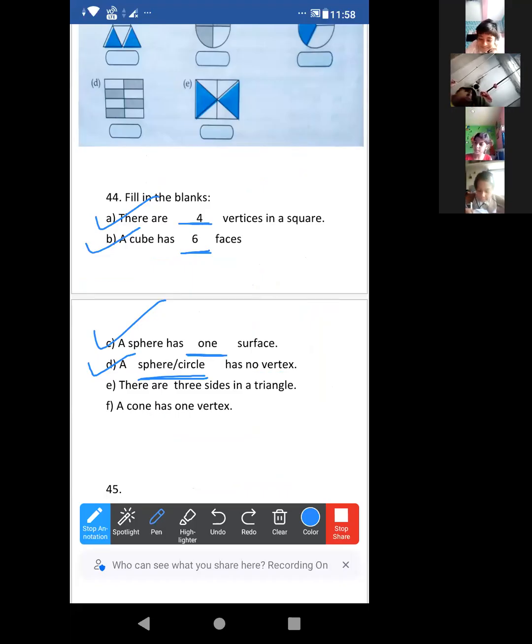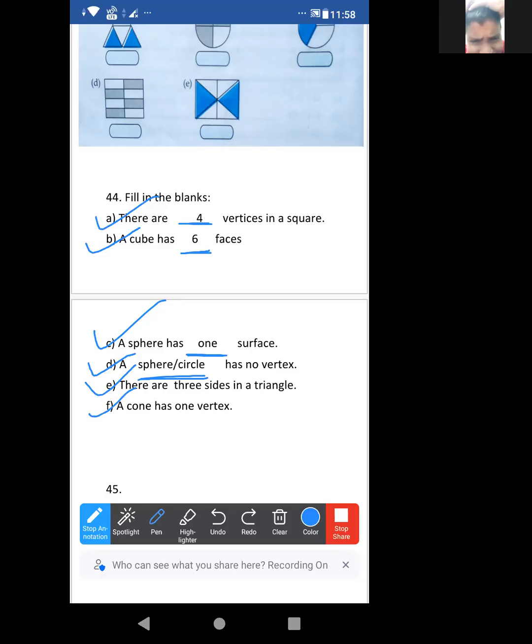Write fast. Completed? Minerva completed? Good. EF also completed? Yes or no? No.